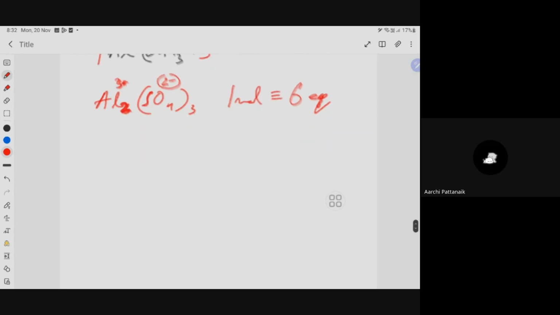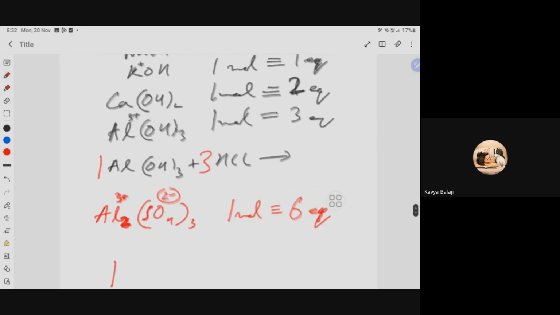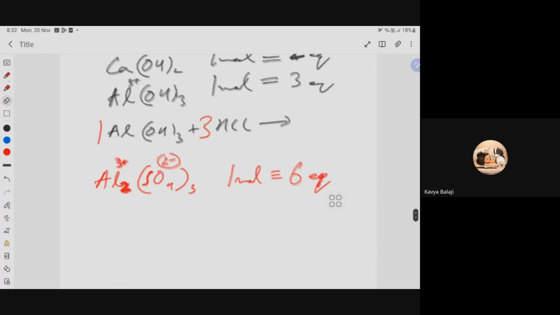So here comes the formula. So could you explain the previous example once again? I did not understand that. Which one? Tell me which one. The Al2(SO4)3 one. Yeah, okay. So how do you get six equivalents for that? Total cationic power or total anionic power you have to see, okay?